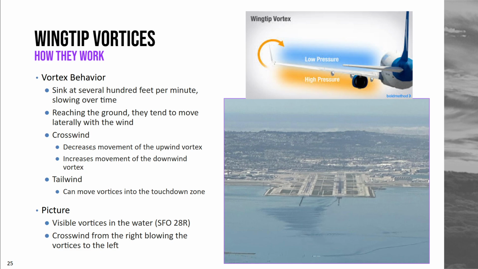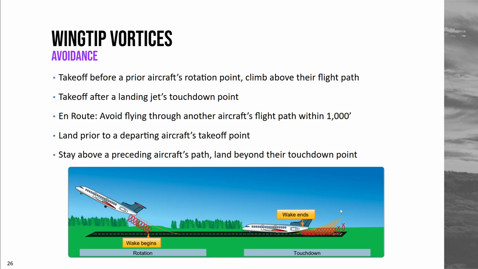So with the crosswind, decreased movement of the upwind vortex, increased movement of the downwind vortex. So we can see wind is moving right to left here, and we've got increased movement of the downwind vortex here, and we don't have that on the upwind side. With a tailwind, the vortices can move into the touchdown zone. So if we're landing with the tailwind, this wind is moving from down here up, these vortices can move onto the runway, and that could be dangerous.